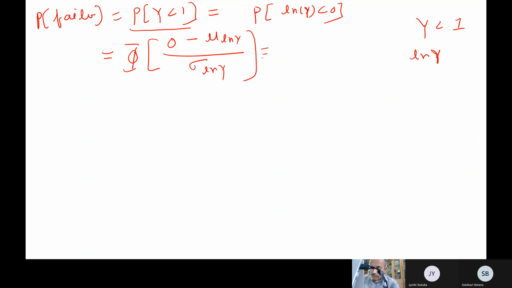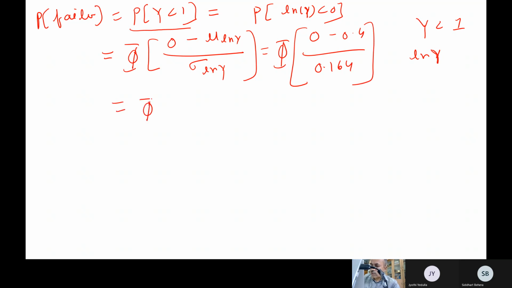So it's straightforward. 0 minus 0.4 by 1.64 comes here, and then you plug in all those numbers. So the reliability index is minus 2.4. So this turns out to be 0.82 into 10 to the power of minus 2, that is 0.0082. So this is the number.